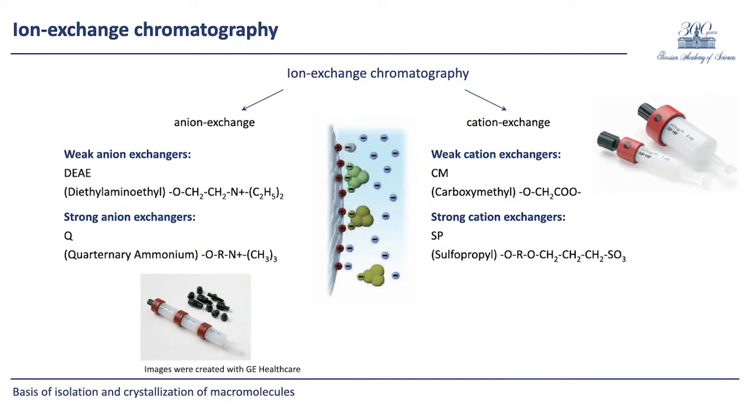Anion exchange resin delays negatively charged anions, since the stationary phase has positively charged functional groups. Cation exchange resin delays positively charged cations, since the stationary phase has negatively charged functional groups. Ion exchange resins are divided into four groups: strong acid cation exchangers, weak acid cation exchangers, strong basic anion exchangers, and weak basic anion exchangers.